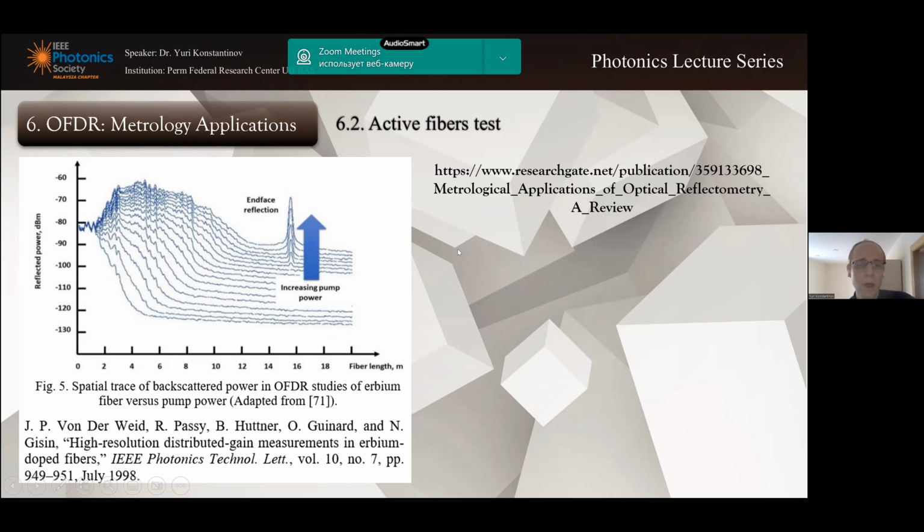In July 1998, this group of researchers showed that the OFDR works with rather big lengths of active erbium doped fibers. Imagine that these fibers usually have attenuation at 1.5 microns of about 30 decibels per meter, not per kilometer, but even per meter. So it has very high attenuation in the sweeping range of the OFDR.